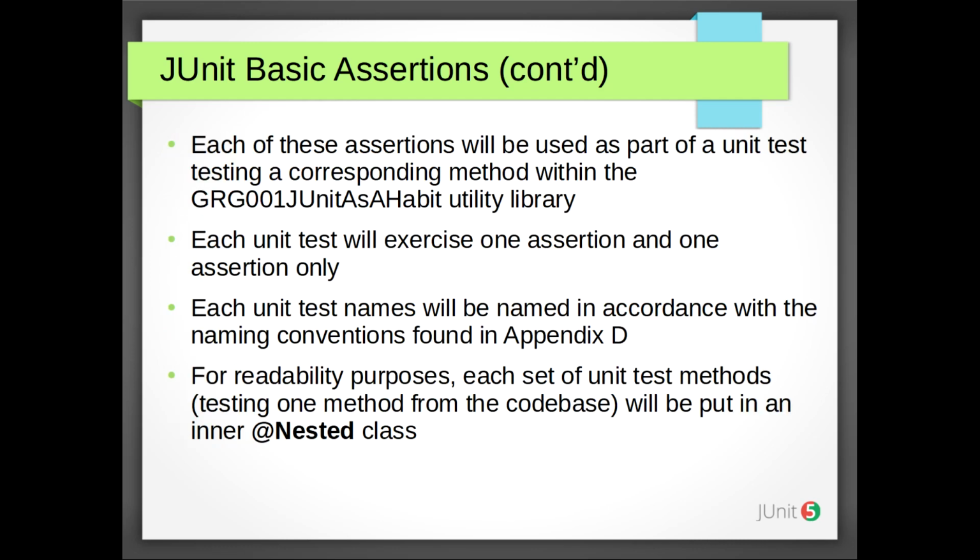Each of these assertions will be used as part of a unit test testing the corresponding method within the GRG001 JUnit as a habit utility library. Each unit test will exercise one assertion and one assertion only. Each unit test will be named in accordance with the naming conventions found in Appendix D. For readability purposes, each set of unit test methods, testing one method from the codebase, will be put in an inner @nested class. So, good luck, and let's get started on lab number 1.